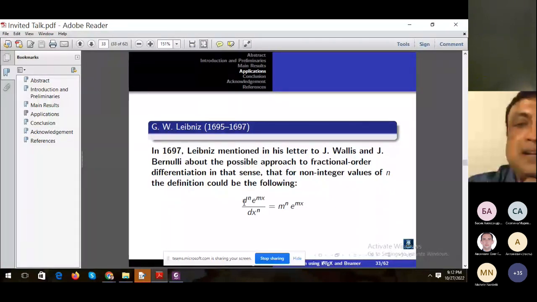In 1697, Leibniz mentioned in his letter to J. Wallis and J. Bernoulli the possible approaches to fractional order differentiation, in that for non-integer values of n, the definition could be the following: d raised to power n of e raised to power mx upon dx^n equal to m raised to power n e raised to power mx. This was proposed by Professor Leibniz in his letter to J. Wallis and J. Bernoulli in 1697.